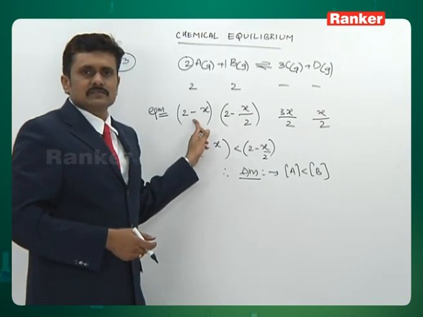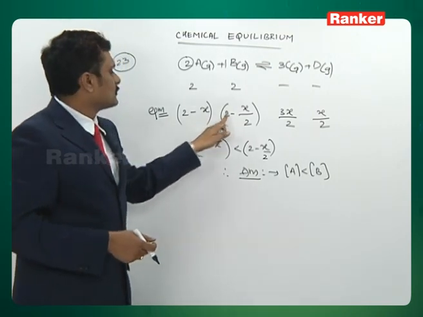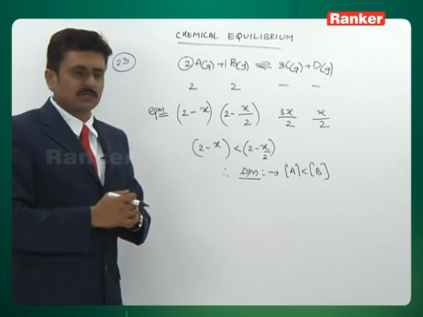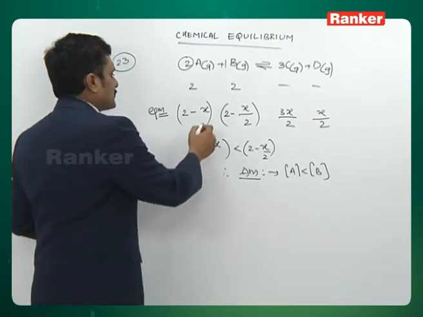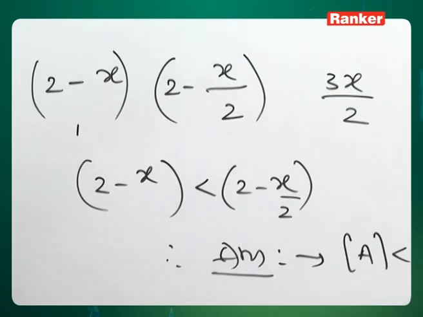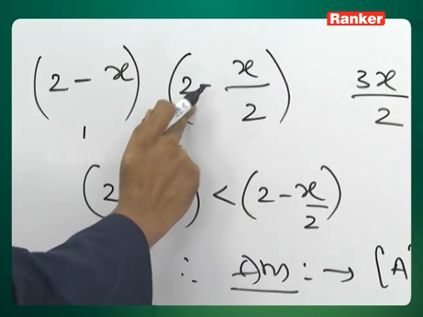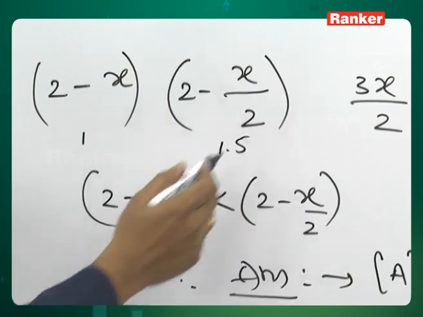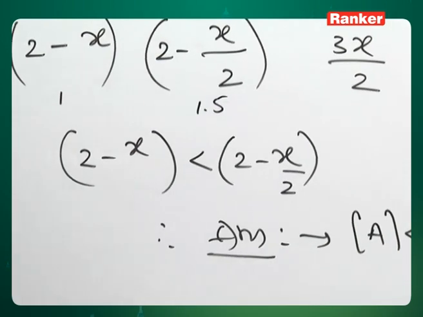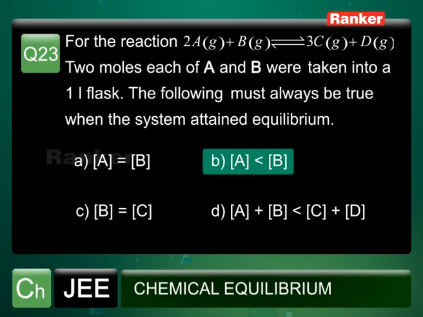Here from this relationship we know that 2 minus x value will be less than 2 minus x by 2. If I substitute the value of x to be 1, it is turning out to be 2 minus 1, whereas if I am substituting here x as 1, the value 2 minus 1 by 2, that is 1.5. So, therefore, this value is obviously less than that of this. So, the correct answer for this question is option B, that is concentration of A is less than that of concentration of B at equilibrium.